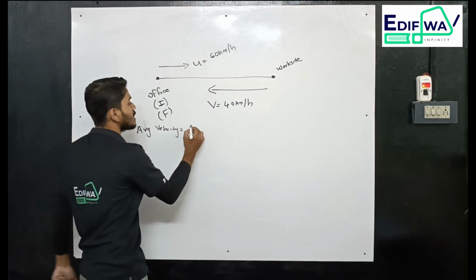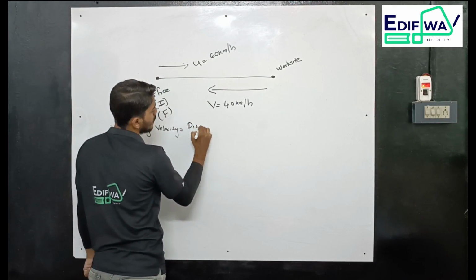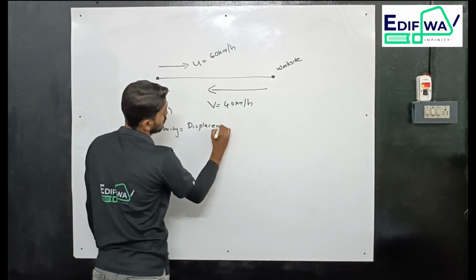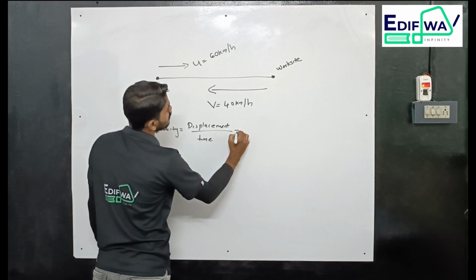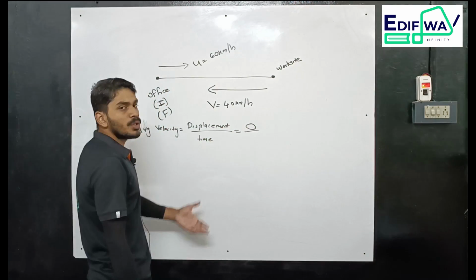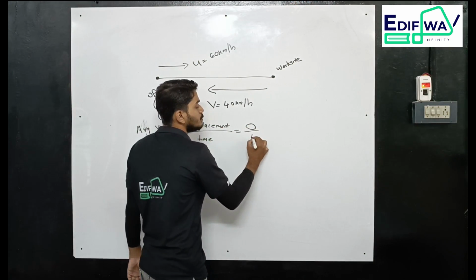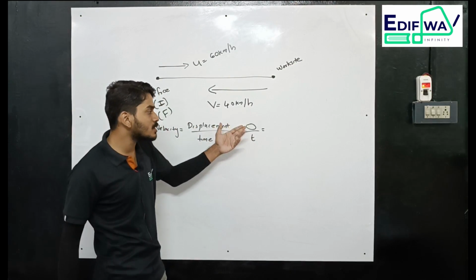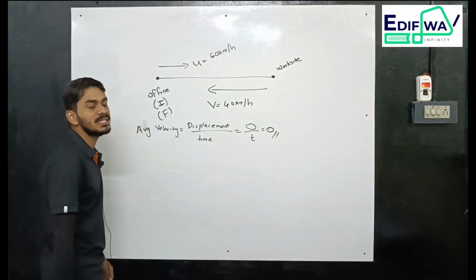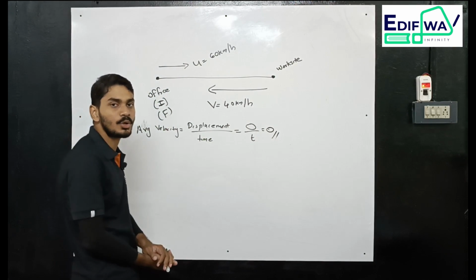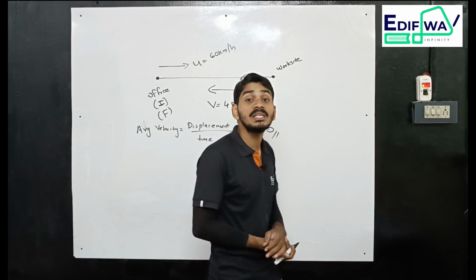So the displacement, we know this is displacement by time, and the displacement is 0. Now whatever be the time, if you divide 0 by anything, your answer will be 0. So your average velocity is 0. I hope you get that concept, because in this situation the displacement is 0.